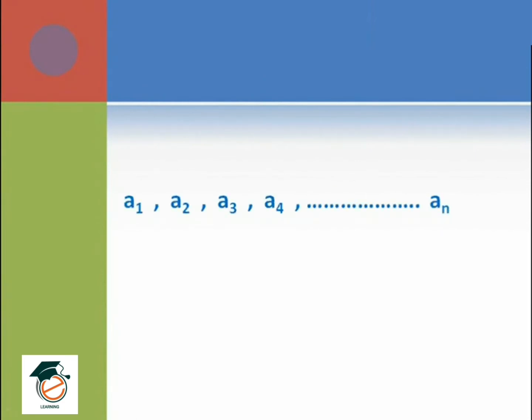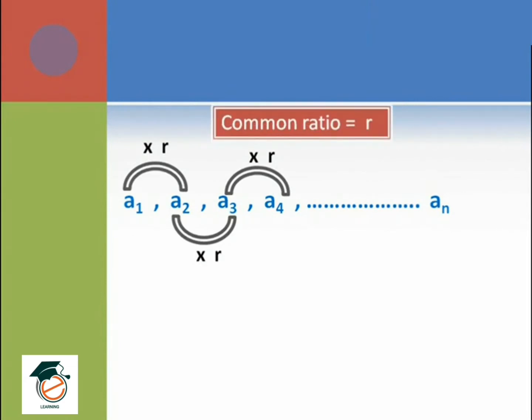Let us say that we have a GP, or geometric progression, in which A1, A2, A3, A4 and so on up to AN are the n terms of this GP. Now if we multiply A1 by R, then we get A2. Similarly, if we multiply A2 by R, we get A3. If we multiply A3 by R, we get A4 and so on. And so here the common ratio is equal to R. We can say that A2 by A1 is equal to R, A3 by A2 is also equal to R, A4 by A3 is also equal to R, and this pattern follows throughout the series.